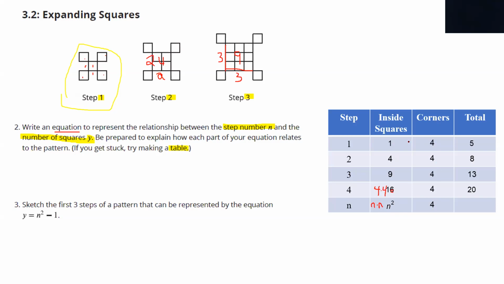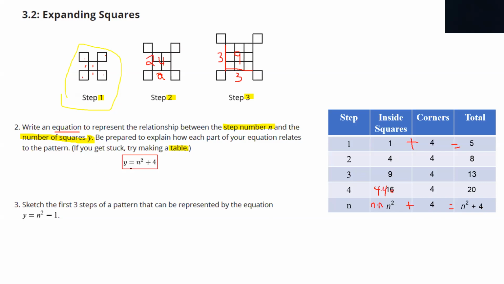So what relationship do we have between the inside squares and the corner squares in the total? Well, if we add the inside squares plus the corner squares, we get the total. So in order for us to determine how many total squares step N would have, I would have to add N squared plus 4. Since you cannot add a variable with a number, we leave it as N squared plus 4.